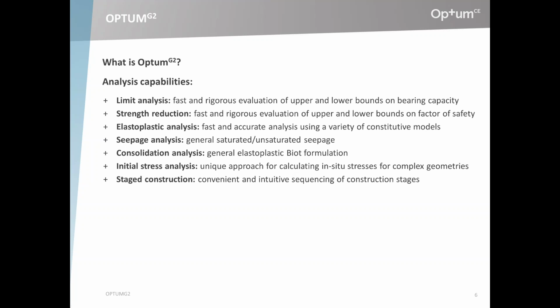coefficient K0. And then stage construction, which is not an analysis type in itself, but comes about by linking elastoplastic and consolidation and various other stages. I have examples of that as well a little bit later on.